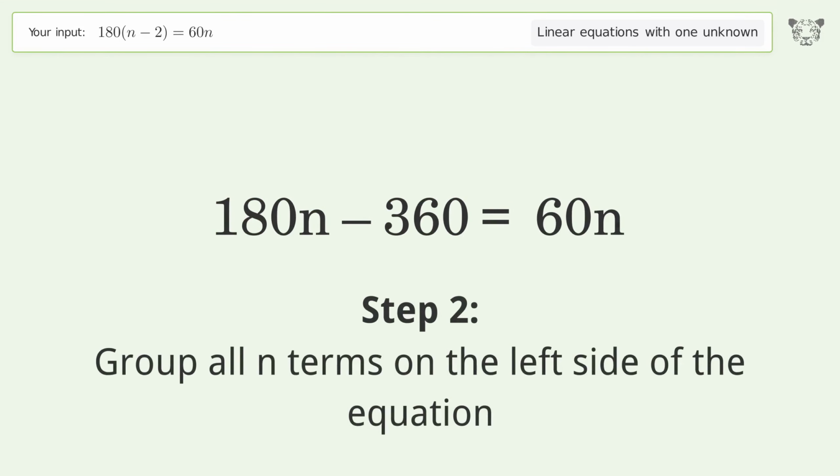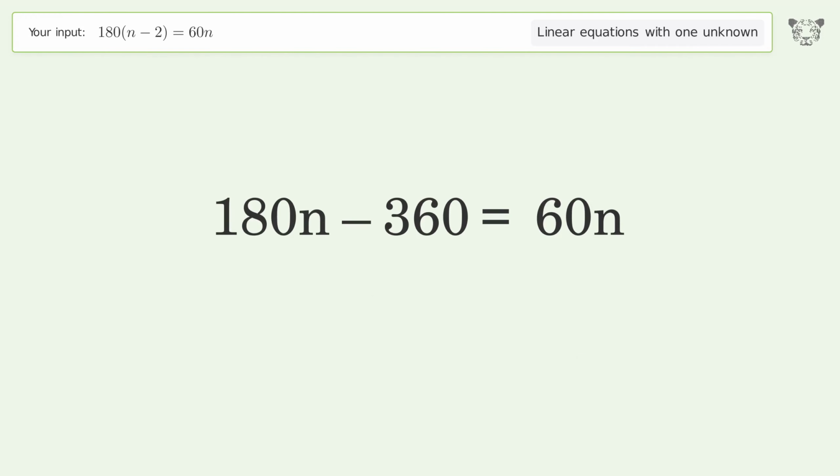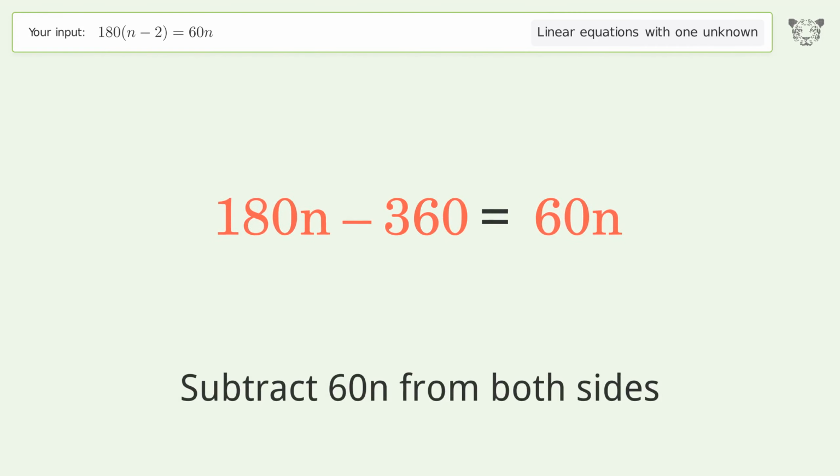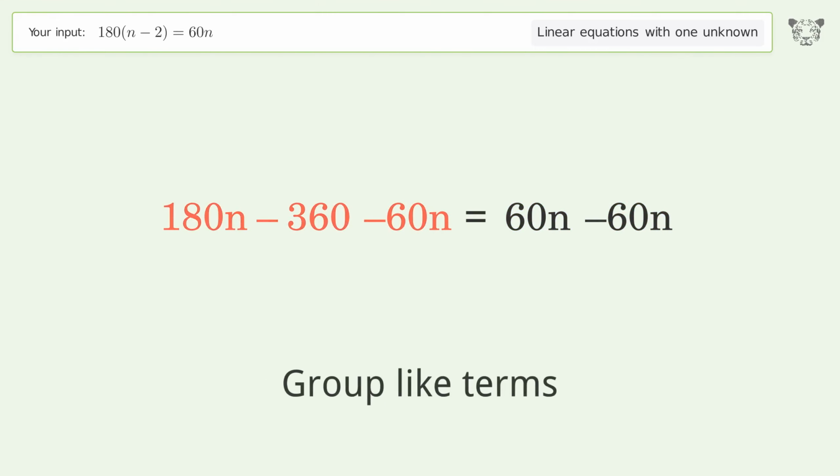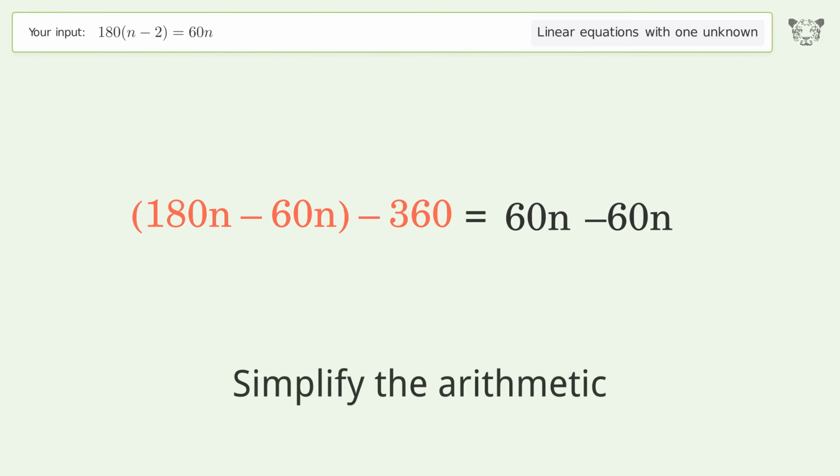Group all n terms on the left side of the equation. Subtract 60n from both sides. Group like terms. Simplify the arithmetic.